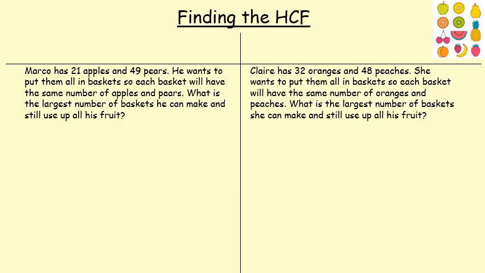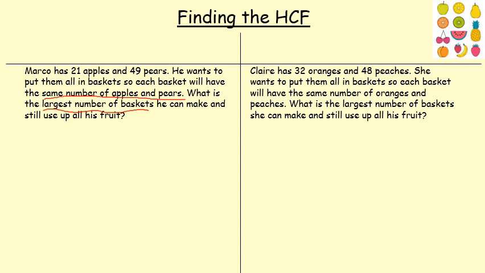Okay, so this question is a little bit different. Marco has 21 apples and 49 pears. He wants to put them all in baskets, so each basket will have the same number of apples and pears. We want to know the largest number of baskets he can make and still use up all his fruit. There are some key phrases here to help you understand what the question wants: same number of apples and pears in each basket, and the largest number of baskets he can make to still use up that fruit.